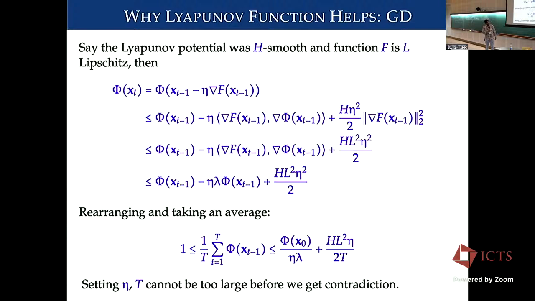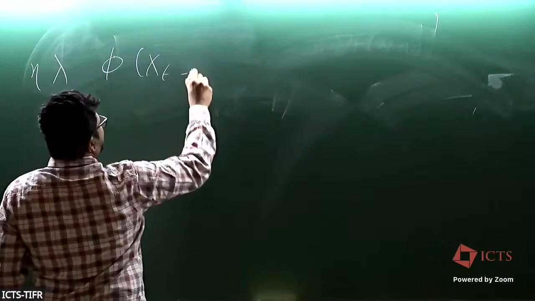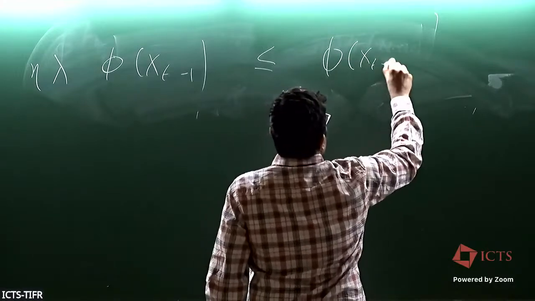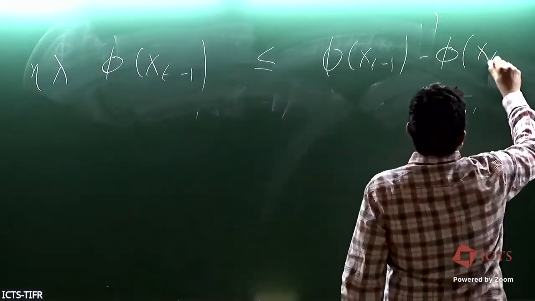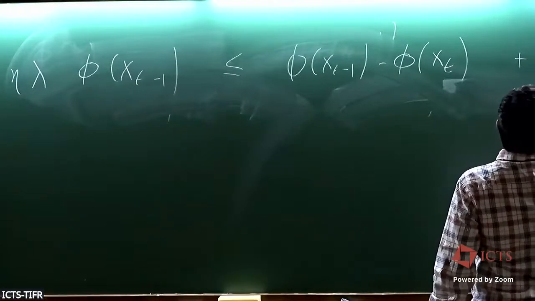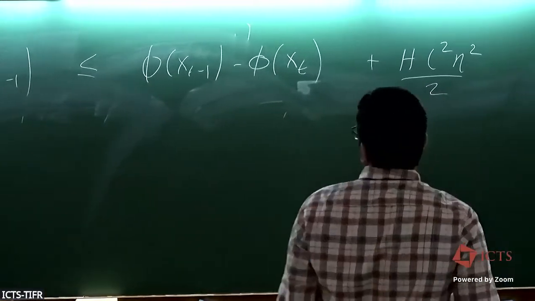plus, wait a minute. Ooh, okay, I thought I changed this. Give me one second. Let me do this part alone here. If I rewrite the top equation, what do I get? I get eta times lambda times phi of x_{t-1} is upper bounded by phi of x_{t-1} minus phi of x_t, plus H L squared eta squared over 2. Something of this form.